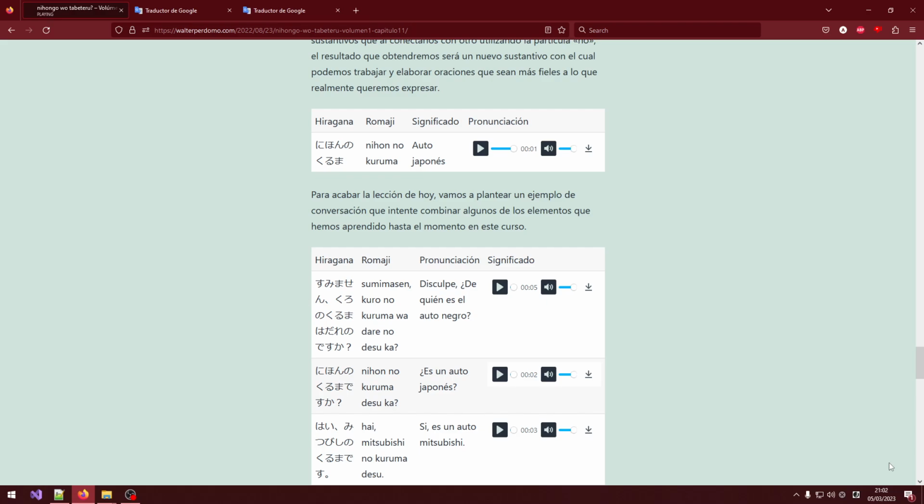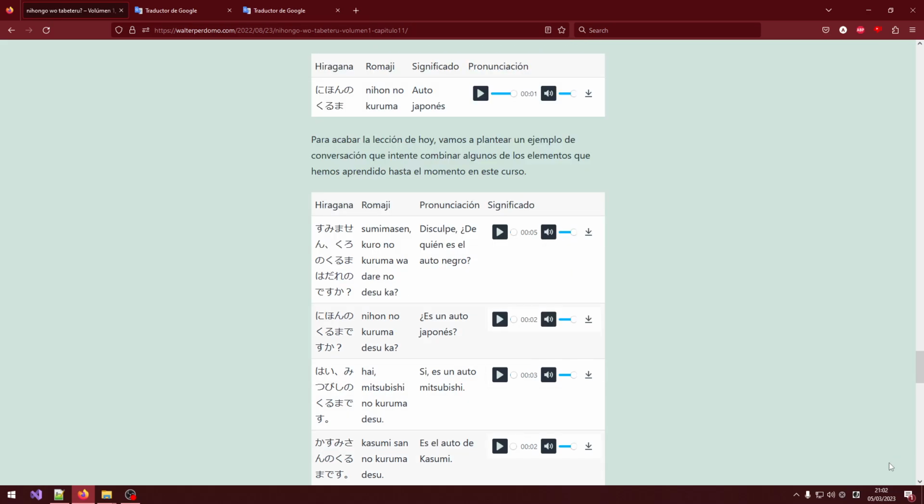So yeah, we have another example here. Mitsubishi is a car manufacturer, and kuruma is car. So what if we combine them using the particle no? We have a Mitsubishi car. はい、三菱の車です。 Yes, it is a Mitsubishi car. かすみさんの車です。 It's Kasumi-san's car.